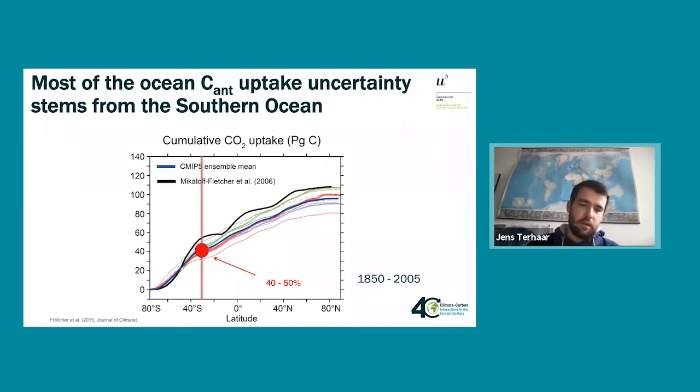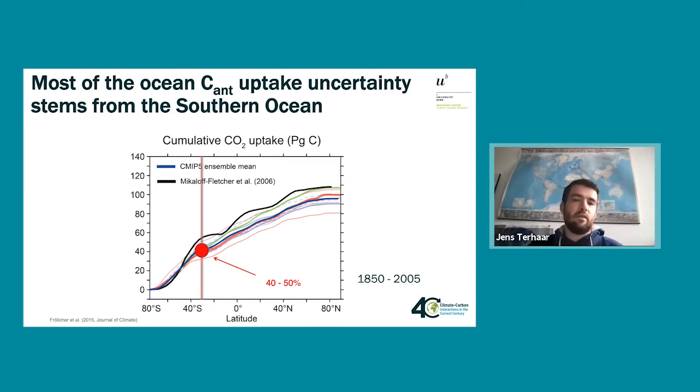You can see, for example, if you take this point, this is at 30 degrees south. That means that south of this line, you already have an uptake of around 40 to 50 petagrams, which makes up around 40 to 50% of the total. So we already see that the Southern Ocean, this part where the lines are very steep, is important for the uptake because it takes up a lot.